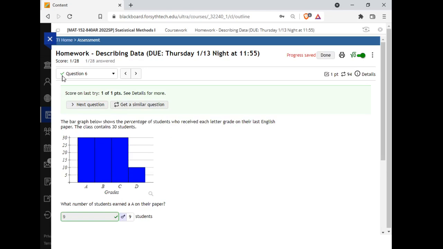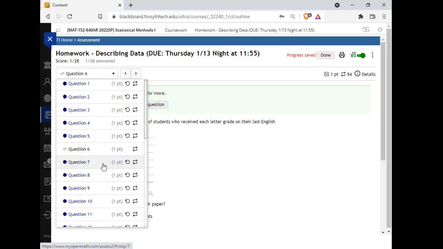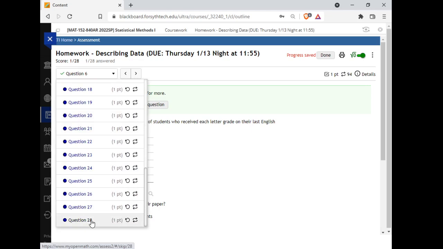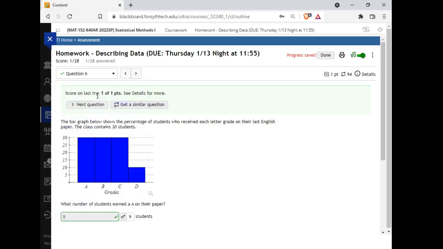See, I get a green check by the problem number. So when you do this homework, you want to see a bunch of green checks when you're done. And you see right here it says 1 of 1 points. There is no penalty for burning through attempts. If it takes you 1 attempt or if it takes you 10 attempts, once you get the question correct, you get full credit. So there's no harm in trying.